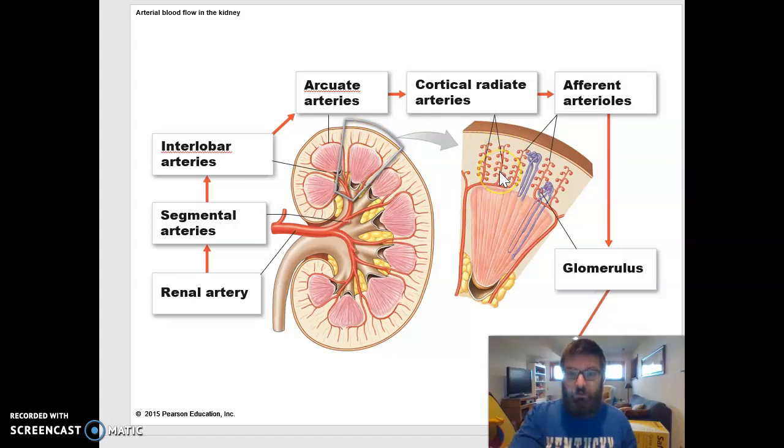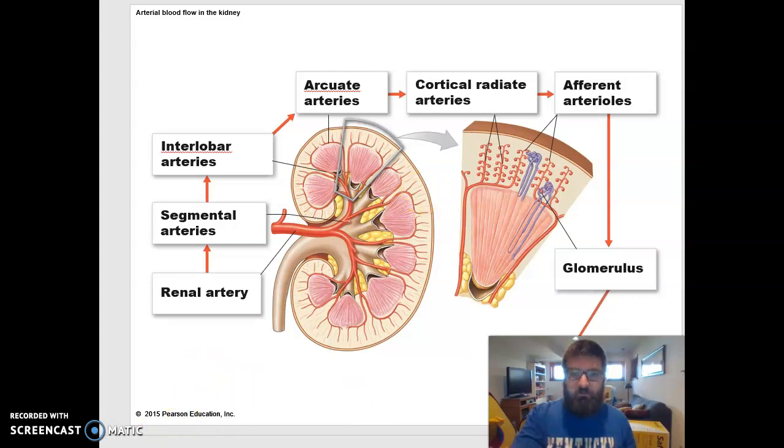Sometimes these are also called interlobular arteries because technically this space is called a lobule, right? There are several lobules in each lobe. I think it's easier to call them cortical radiate arteries because interlobular artery sounds a lot like interlobar artery, and they are not the same thing, right? You can get that incorrect.